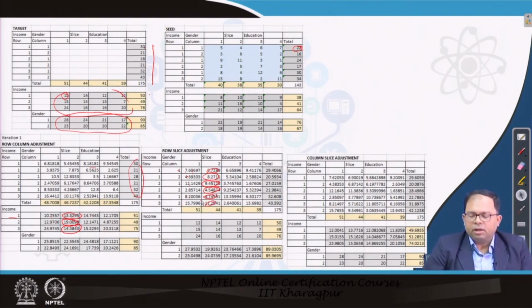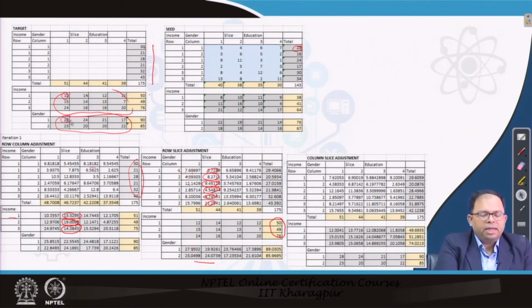Once we do that, we see that this marginal matches with the target, but this one doesn't match. So this one and also this one will not match now. In the next step we will match these values. We see this is 27.95 and we have got 28 as the target.